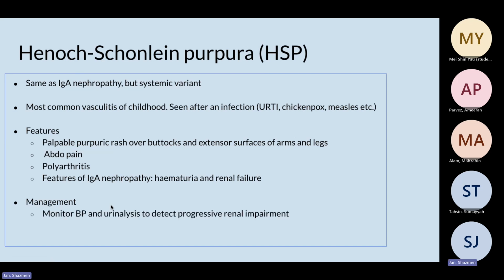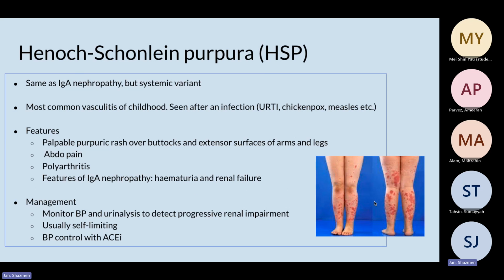To manage it, we're going to be monitoring these patients. We will be monitoring their blood pressure as well as doing urinalysis, so that if they do develop IgA nephropathy, or progressive renal impairment, we can deal with it ASAP. The condition itself is self-limiting and doesn't really require any immediate treatment, as most cases will resolve on their own. But if they develop high blood pressure, we can control it with ACE inhibitors.